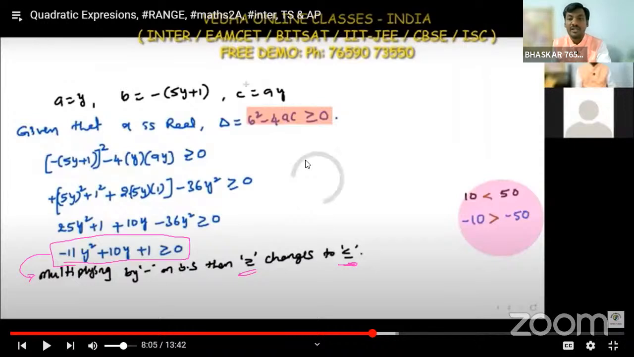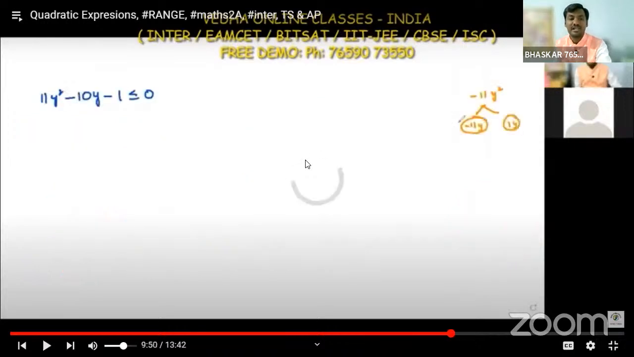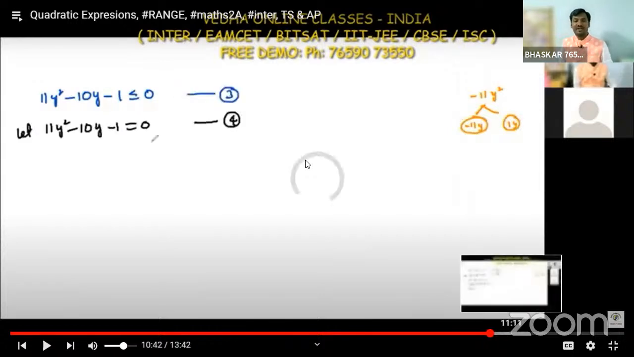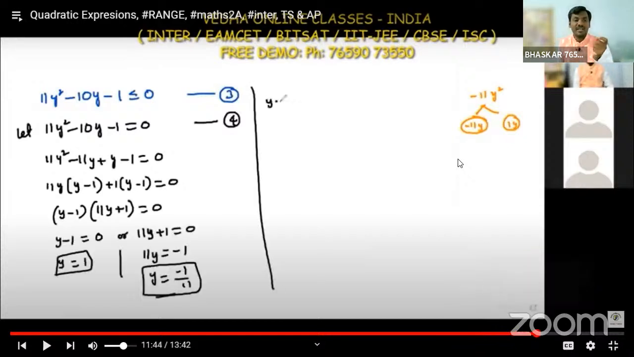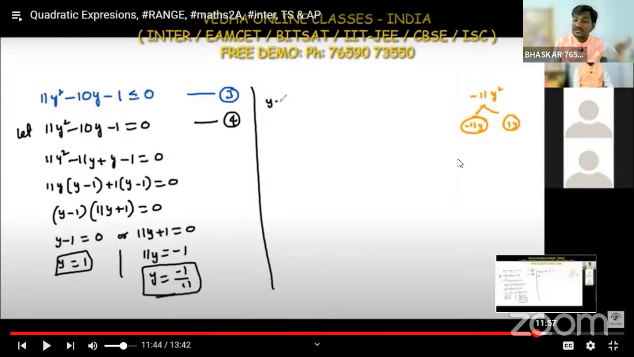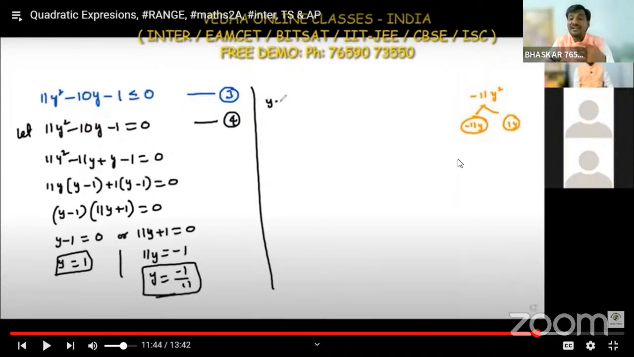So be careful. Whenever we have a sign like that, greater than becomes less than, and we have to find the factors. Always remember, whenever we have an inequation, take the equation and solve it. Take the equation and find the factors or roots. We are taking the equation here and finding the roots. One is y equals 1, another is y equals minus 1 by 11. Already I told you, write the smaller value on the left side and the bigger value on the right side, so that applying it in the inequation becomes easy for you.